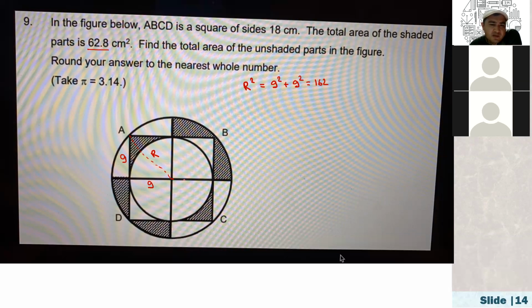ABCD is a square of size 18 centimeters. So if it is 18, it should be 9. And also this should be 9. And also the half side, it is 9. So this r squared, it is interesting. So 9 times square root of 2.